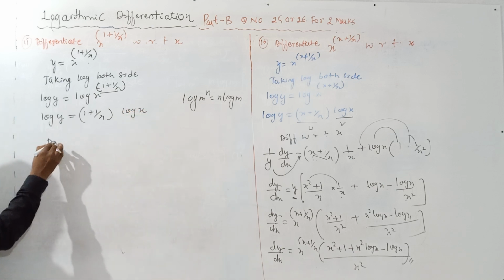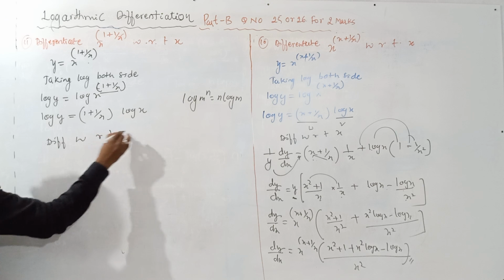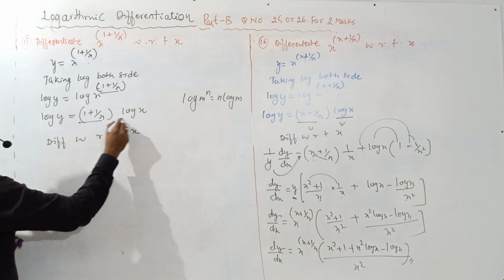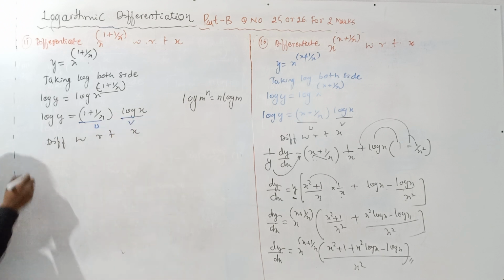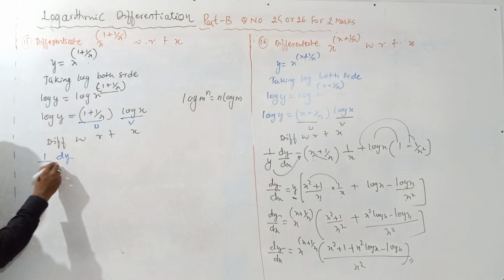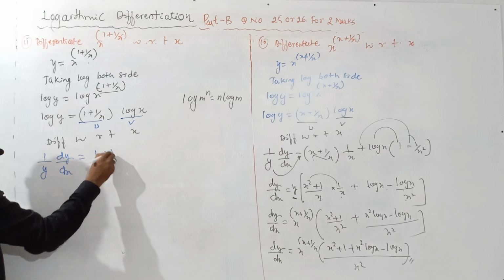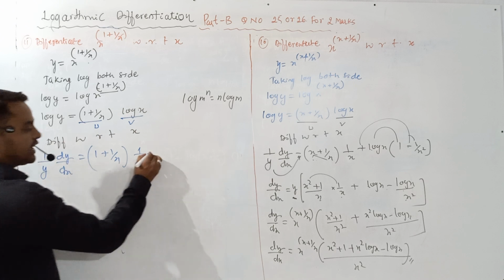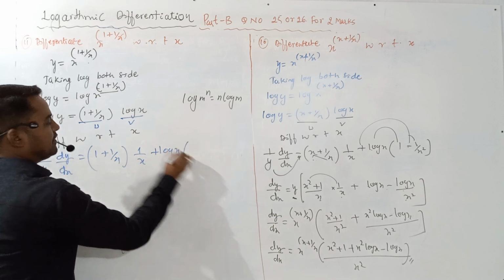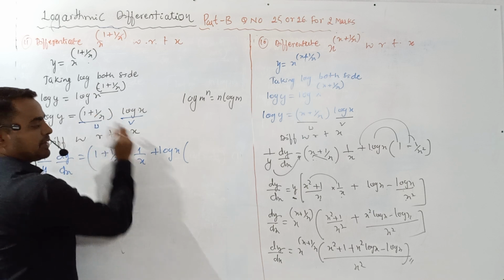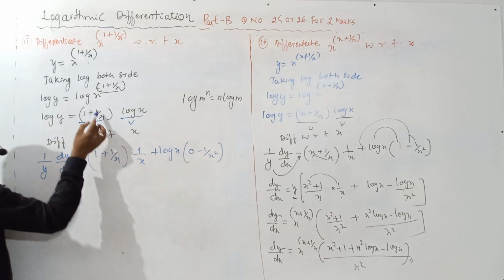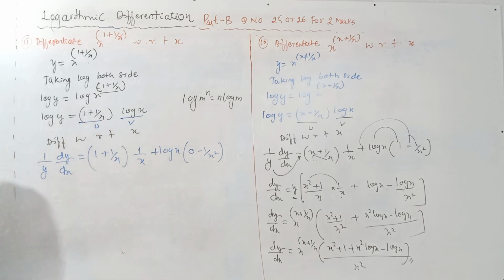Now differentiate with respect to x. This is u and this is v, so we apply the product rule. The derivative of log y is 1 by y times dy by dx. That is 1 plus 1 by x as it is, times the derivative of log x, which is 1 by x, plus log x as it is, times the derivative of 1 plus 1 by x. Derivative of 1 is 0, derivative of 1 by x is minus 1 by x square.